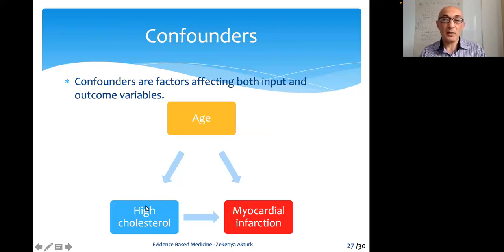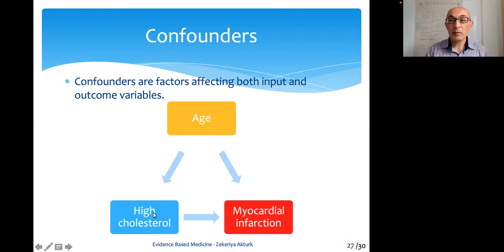Here, my outcome variable is myocardial infarction, and the risk factor which I'm trying to measure is high cholesterol. So my intention is to measure whether high cholesterol might be leading to myocardial infarction or not.